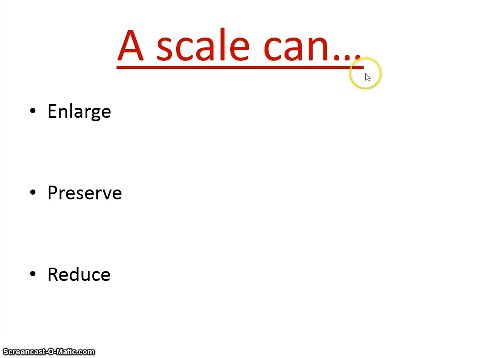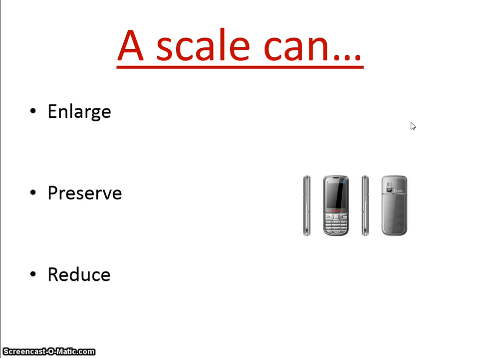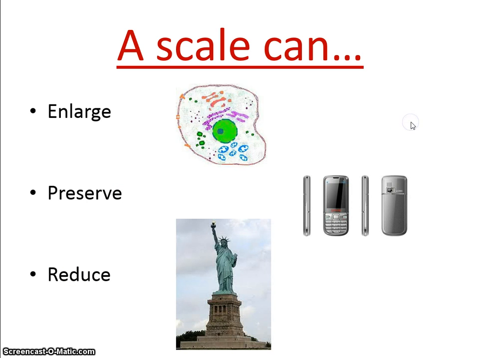Now, a scale can do 3 things. It can enlarge, preserve, or reduce an object's size. You can think about different objects. Preserving means that you could draw it the same size. Enlarging means that it's too small and we would have to draw it bigger. Reducing means that the object is too big and we would need to draw it smaller. And I'll give you more formal definitions in a second.